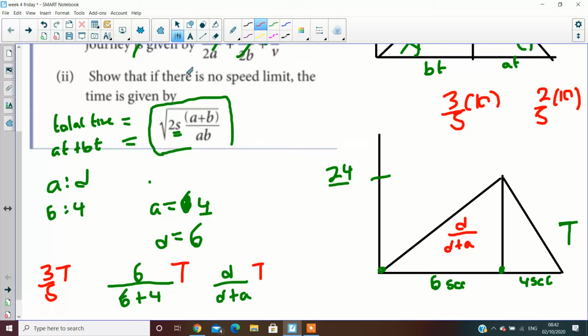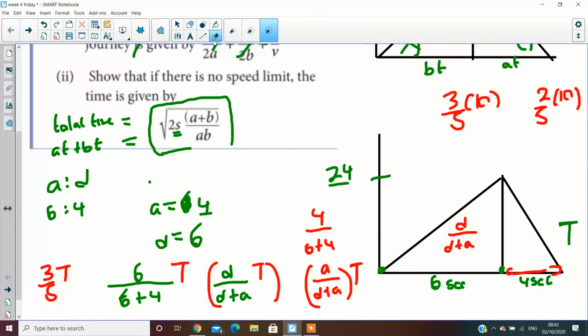Now, what about this one here, the shorter one? It's 4 over 6 plus 4. It's 2/5 of the total time. Would you agree with that? That's acceleration over deceleration plus acceleration, times time. Everybody cool with that? What do you think I'm going to do with this formula here?